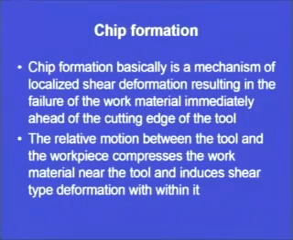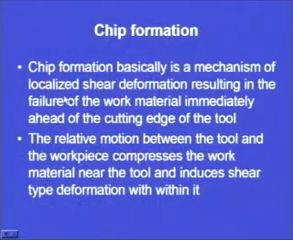So, suppose this is the material that we want to machine, this is suppose the cutting tool. So, a localized area just ahead of the cutting tool. So, this is the cutting tool, the area that is just ahead of the cutting tool will fail and will be removed in the form of chips. So, just to summarize, chip formation basically is a mechanism of localized shear deformation. Why will this material be removed? Because of the localized shear deformation resulting in the failure of the work material immediately ahead of the cutting edge of the tool.